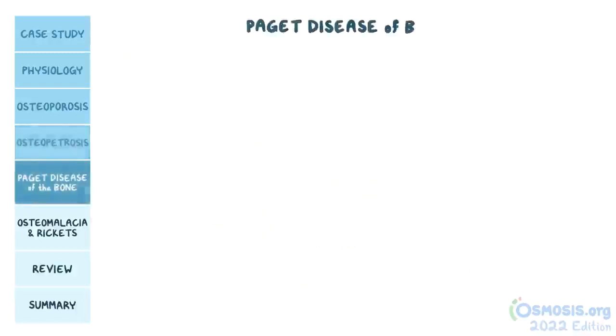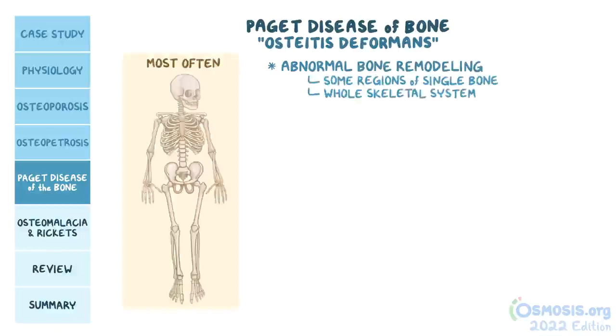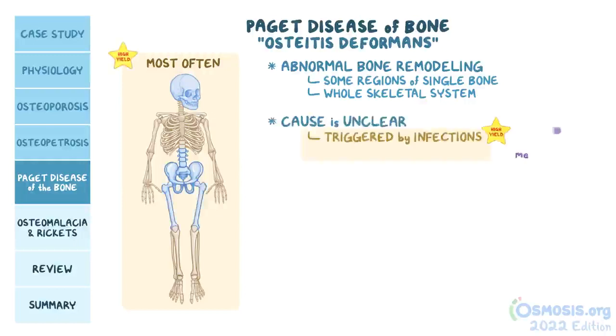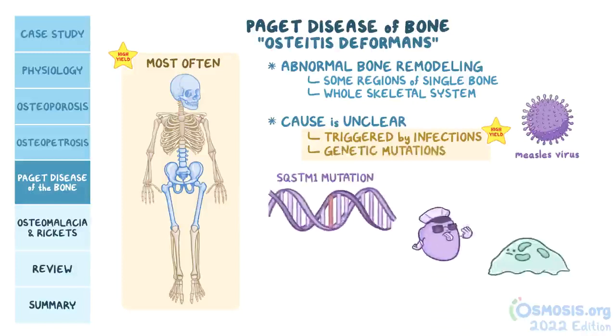Next, Paget disease of bone, or osteitis deformans, is a disorder where there is abnormal bone remodeling that happens in either some regions of a single bone or the whole skeletal system. Most often, it involves the skull, lumbar vertebrae, pelvis, and the femur. Now, the exact cause of Paget disease of bone is unclear, but it can get triggered by infections, especially with measles virus, and it's also linked to genetic mutations like the SQSTM1 mutation, which encodes a protein involved in regulating osteoclasts.